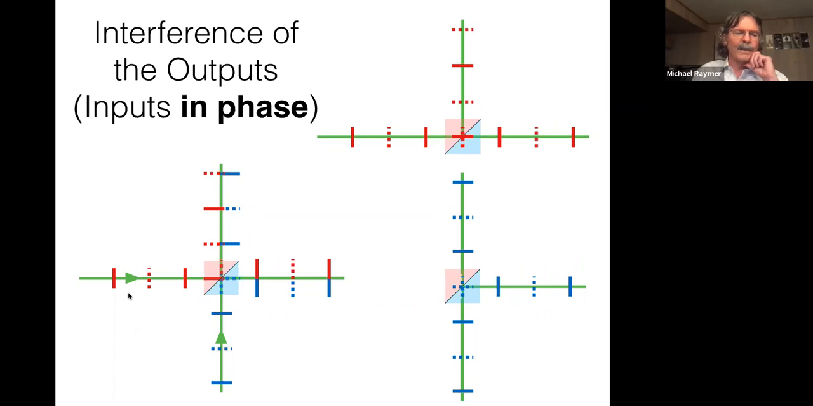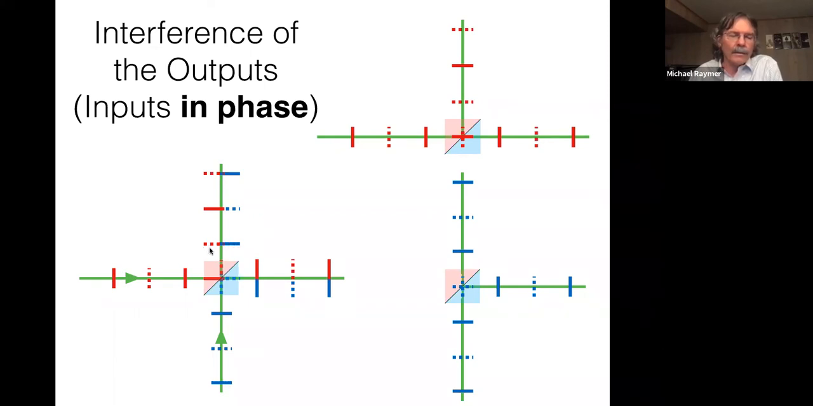And notice what happens. If these are in phase when they're coming in, so this is a peak, that's a peak. This one goes peak, trough, peak, trough, peak, trough, peak. And the blue one does the same. So they're in phase when they come out of this beam splitter. However, look at the other beam. The red one gets a phase shift, but the blue one does not. So now they're out of phase.